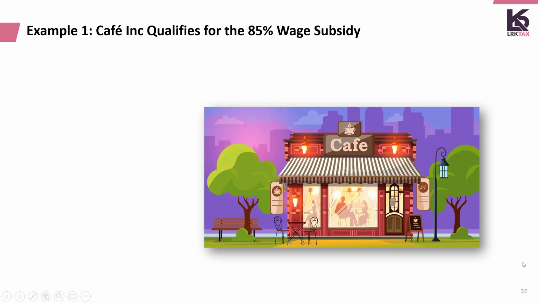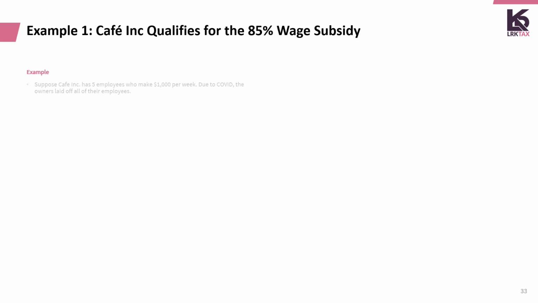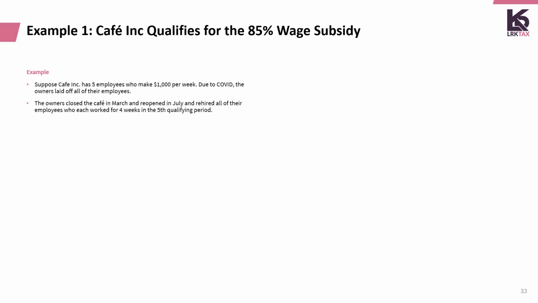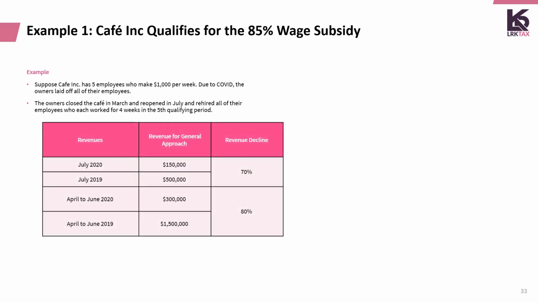So our first example deals with Cafe Inc. and how Cafe Inc. may qualify for the 85% wage subsidy. They have 5 employees that made $1,000 a week. They were shut down and they're starting to reopen again. This is the fact pattern.